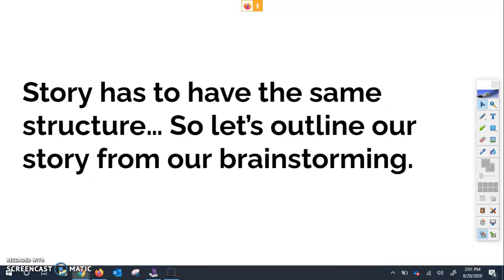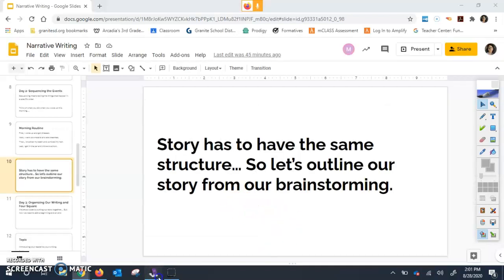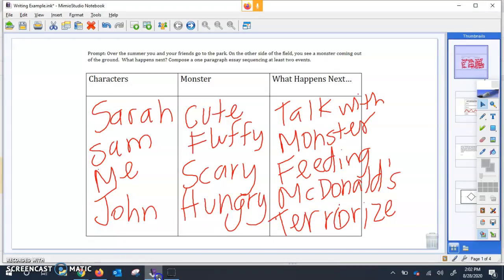Let's go back to our brainstorming from yesterday and outline this and do the same thing with our story here. So our prompt, if you remember, was over the summer, you and your friends go to the park. On the other side of the field, you see a monster coming out of the ground. That's the example that we worked on yesterday. It's not what you're writing about, but an example of what I'm writing about to show you what you need to do. We came up with the different characters we might use, what our monster might look like, and what might happen next when we encounter our monster.